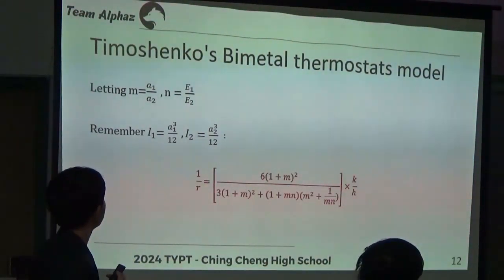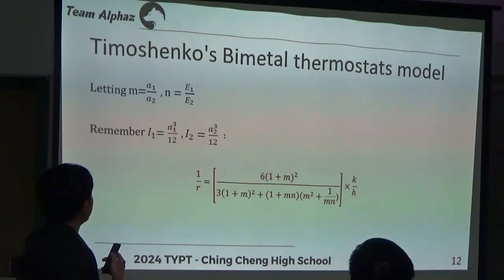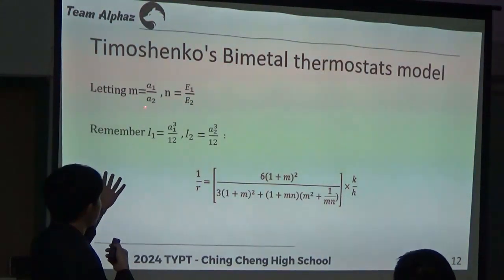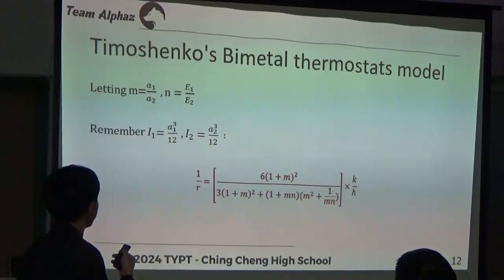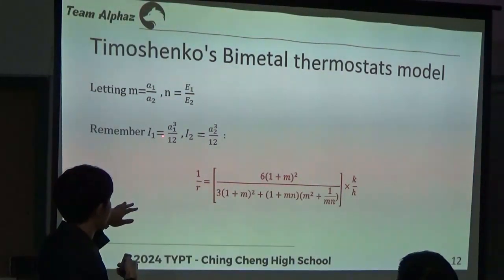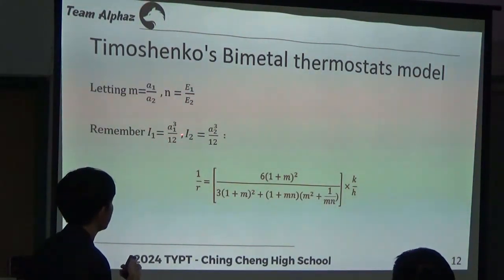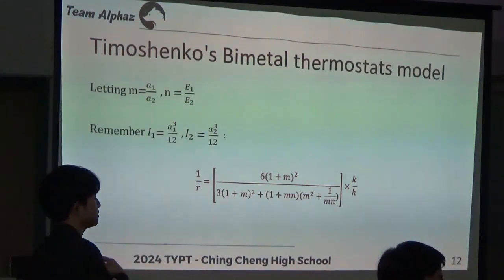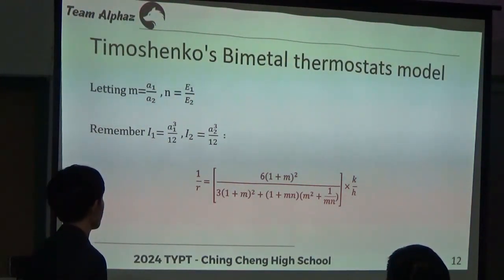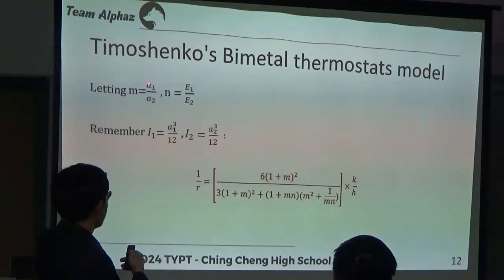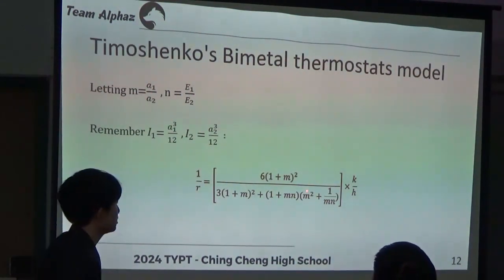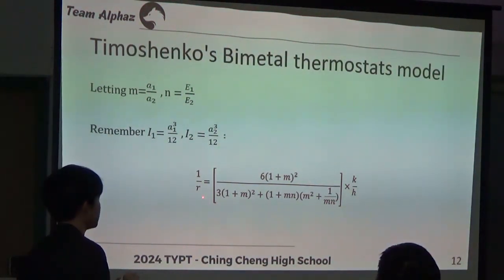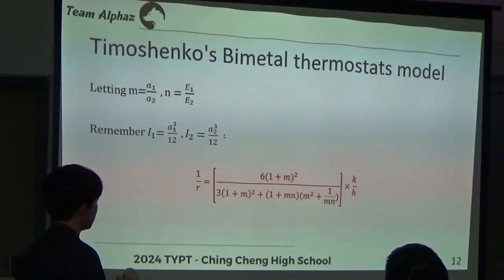And here we will let N be this and N be this. We also need to remember the I1 and I2 that we talked about in the last stage. Here we can put the N and N into this quotient so we can get the curvature over here.